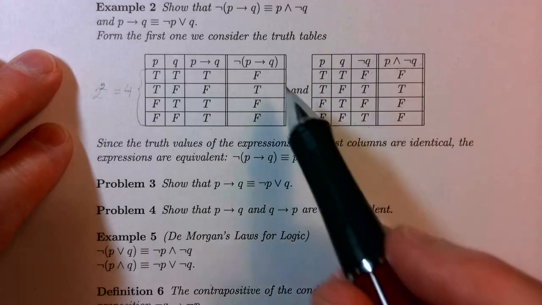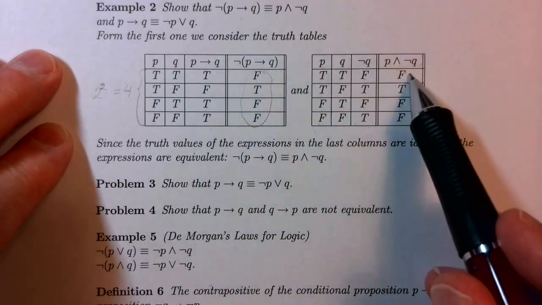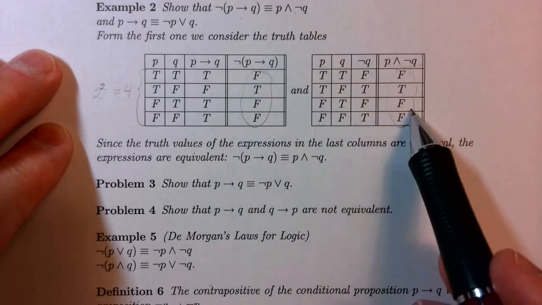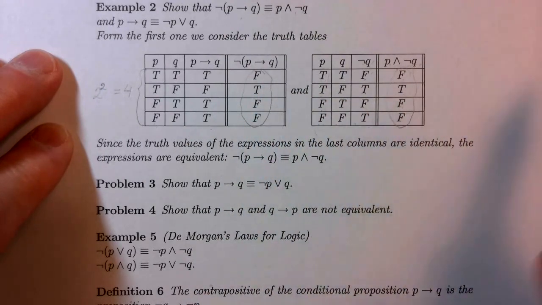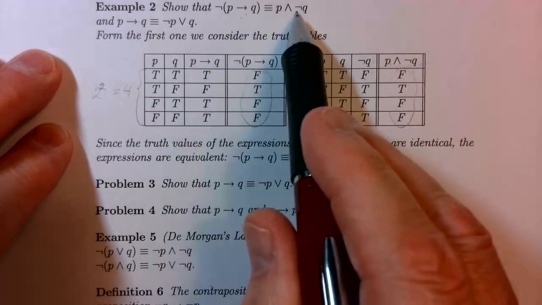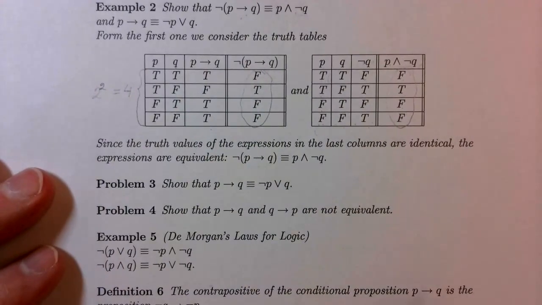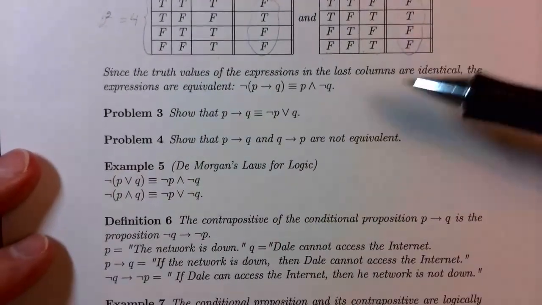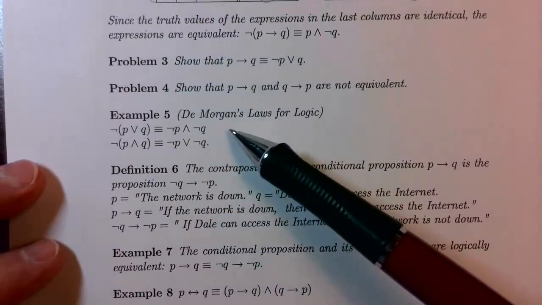And then we compare the column on the left-hand side and the column of the right-hand side. Because they are the same, we conclude that these two compound propositions are equivalent. Similarly, we can prove all these equivalences that are stated here.